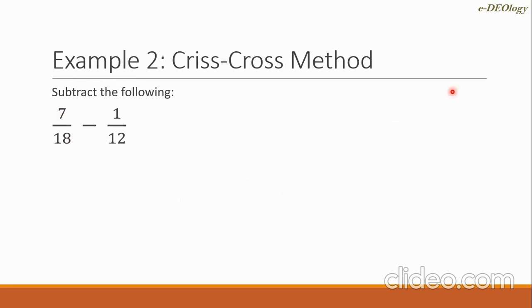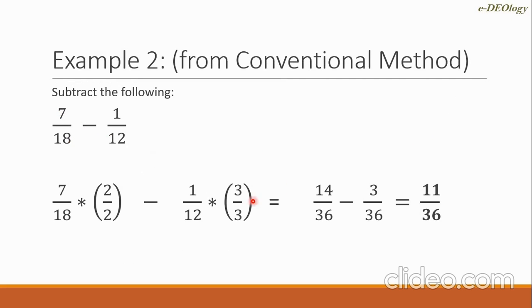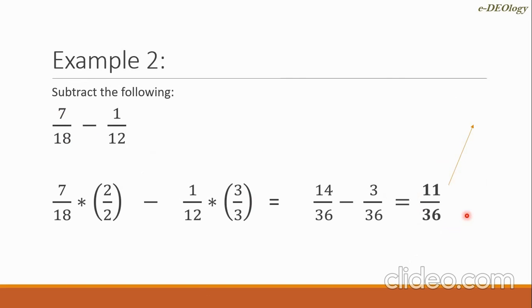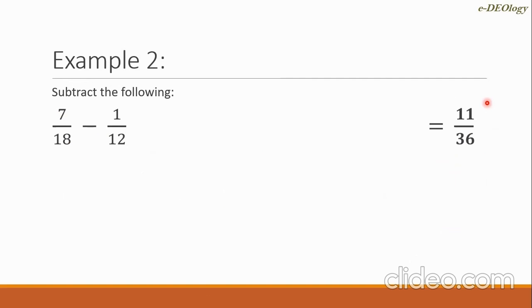Let's have another example. This is coming from the same example in the conventional method, the 7 over 18 minus 1 over 12. We solved that a while ago. The final answer is 11 over 36. So I'm going to put this 11 over 36 aside. We are going to solve this now using our crisscross method, and we expect to have the same answer here.